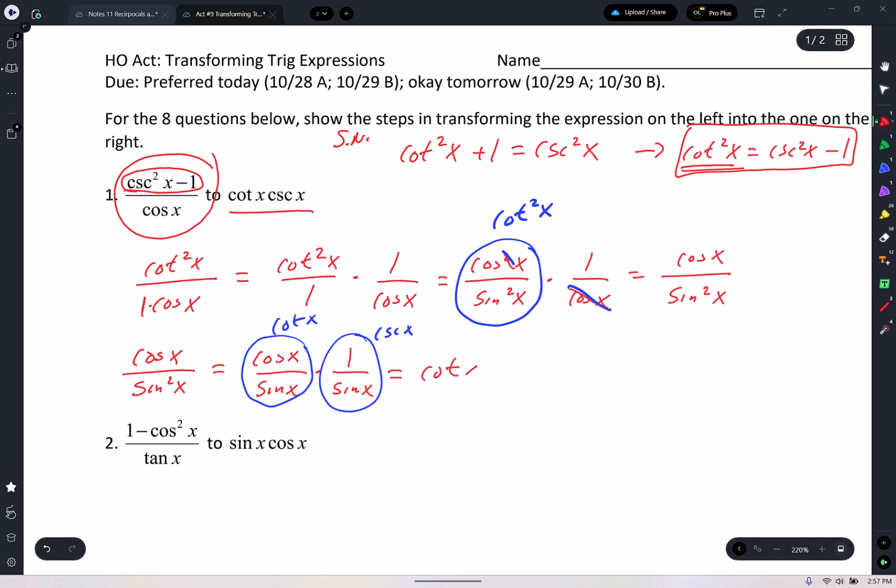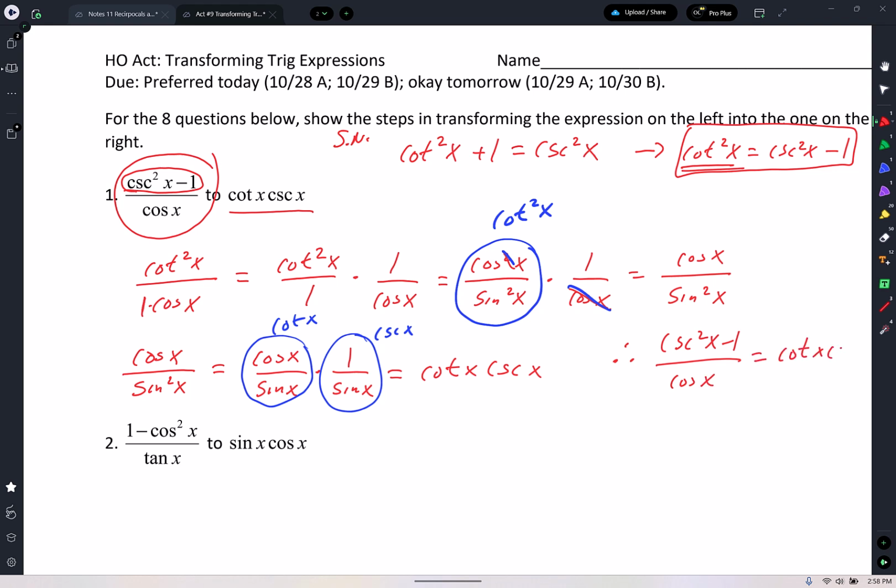So cotangent x, cosecant x. Therefore, cosecant squared x minus 1 over cosine x does in fact equal cotangent x, cosecant x. So those last two, right? The cosine x over sine x times 1 over sine x. You got that by expanding the cosine x over sine squared x, right? Yes, okay, that's where I was thinking. I was like, where'd you get that?